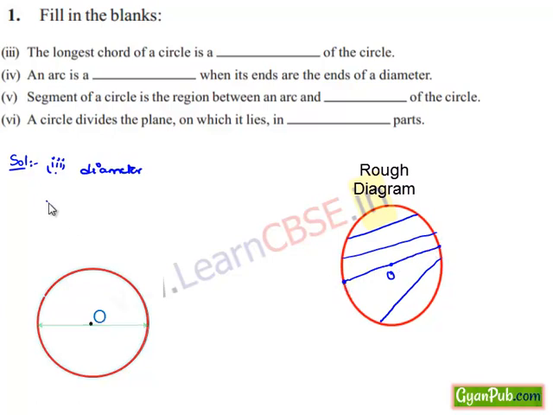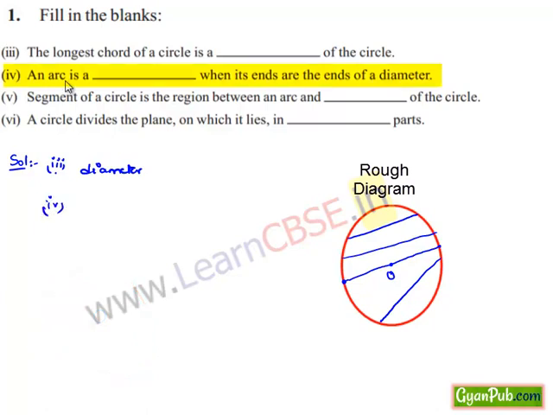Now, moving on to the fourth bit. An arc is a dash when its ends are the ends of a diameter. Let us consider the figure as given. Let us name the points at the ends of the chord passing through the center as AB. Now, it divides the circle into two equal parts. Therefore, the arc formed by the chord passing through the center is nothing but the semicircle.